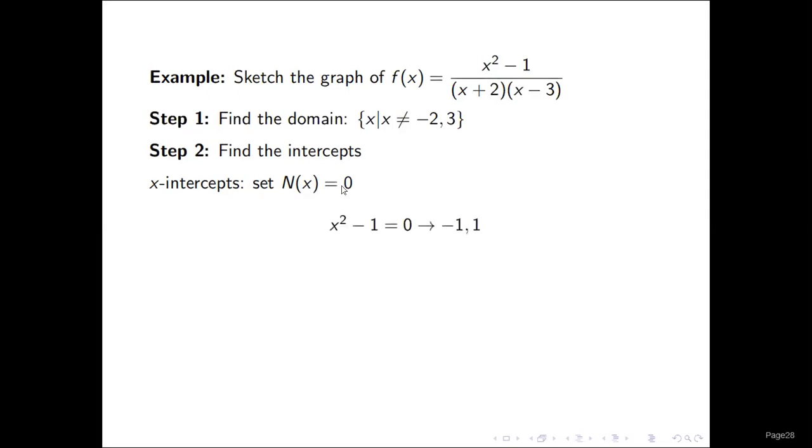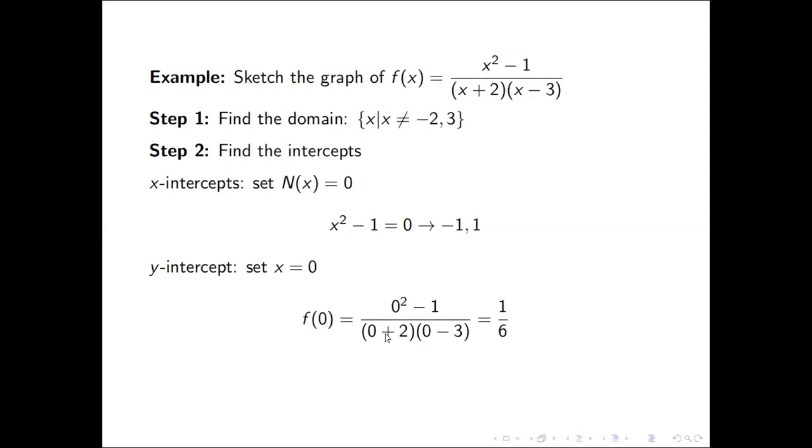So let's do that. So this is the numerator. Equate that to 0. You get two zeros or x-intercepts, namely -1, 1. For the y-intercept, as always, set the variable x to 0. In other words, plug in x equals 0 here. And if you do that, you replace x by 0, we have 1 over 6 for the y-intercept. Now, those intercepts will be plotted first before we sketch the graph of the function.